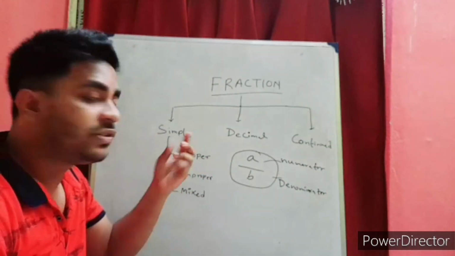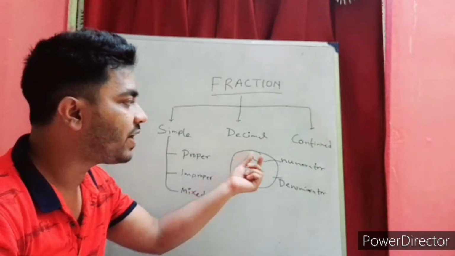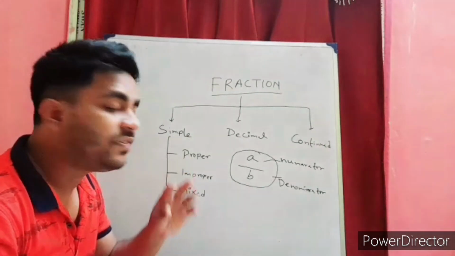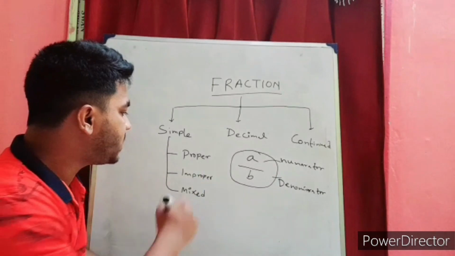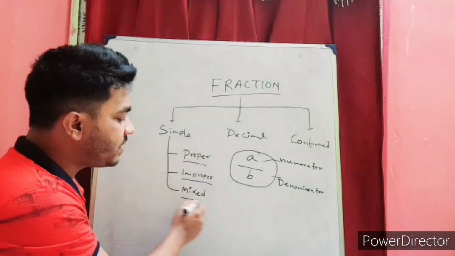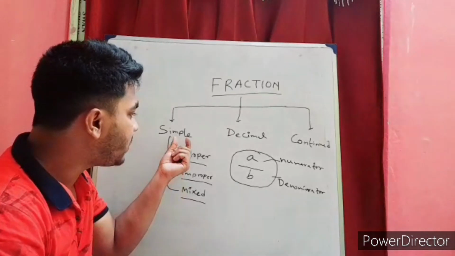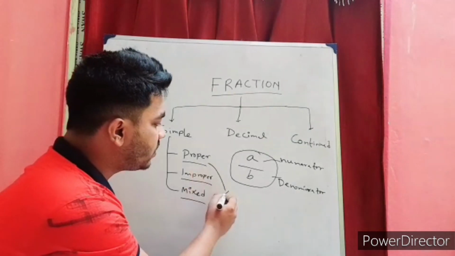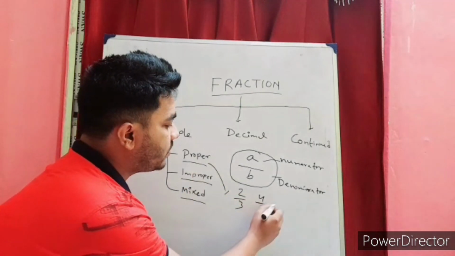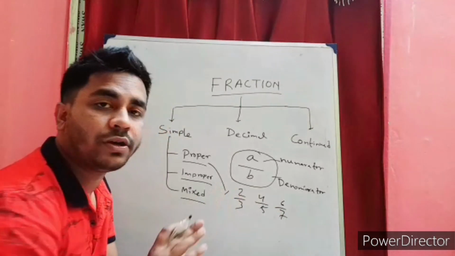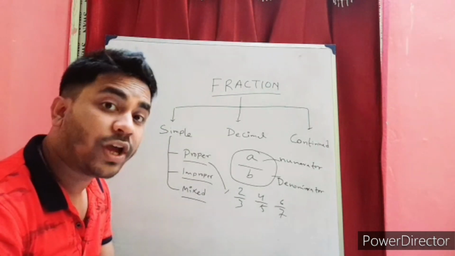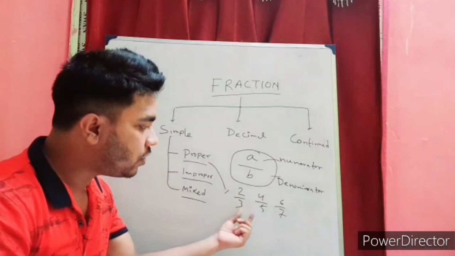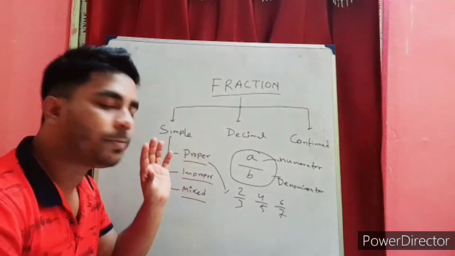There are 3 types of fractions: simple fraction, decimal fraction and continued fraction. First we go to simple fraction. Simple fractions are also of 3 types: proper fraction, improper fraction and mixed fraction. First, proper fraction. Suppose 2 by 3, 4 by 5, 6 by 7; all are called proper fractions. Why proper? Here the numerator is less than the denominator in all cases, so it is called a proper fraction.